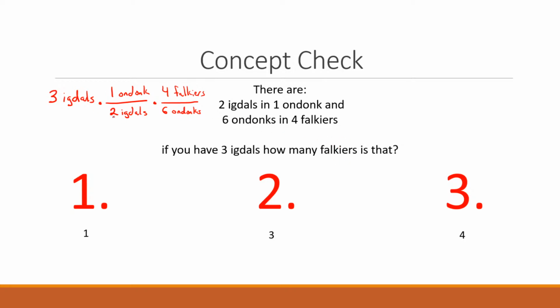So I can pause here to solve. Cross out, cross out. Simplify. We end up with 1 Falkir.